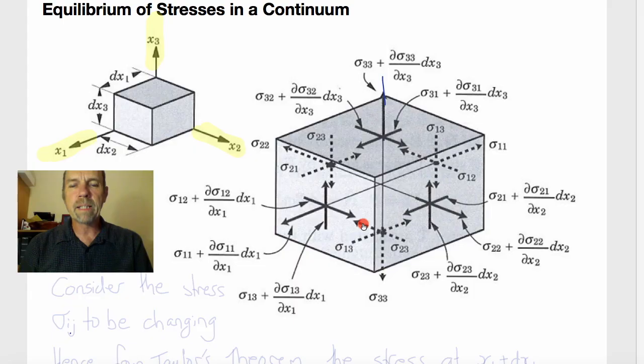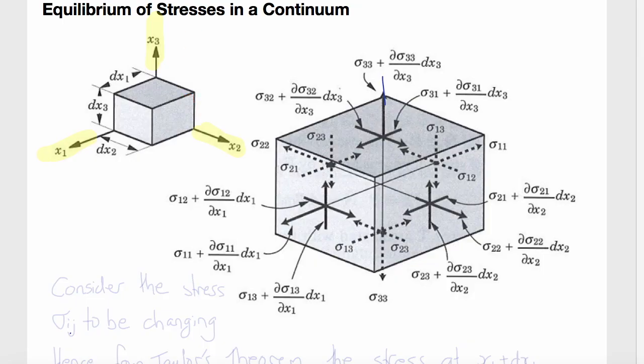But we're assuming that these stresses are changing, so that using a Taylor series expansion, we would see that the stresses on the opposite side would be incremented by a little bit. So for example, sigma 1,1 on this face would actually be sigma 1,1 plus del sigma 1,1 del x1 dx1, etc. So let's just start by demonstrating that.